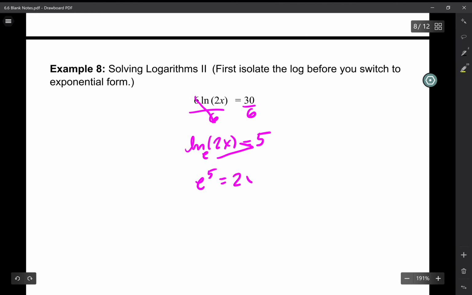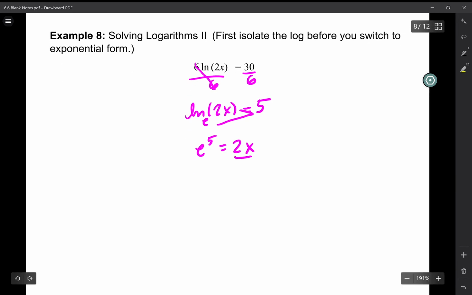We're just going to leave that as e to the 5. Remember, e is just a number. If we put it in our calculators, we can get a decimal approximation, but it's more accurate to just leave it written as e. Simply divide each side now by 2, and we get x equals e to the 5th over 2. That's our final exact answer.